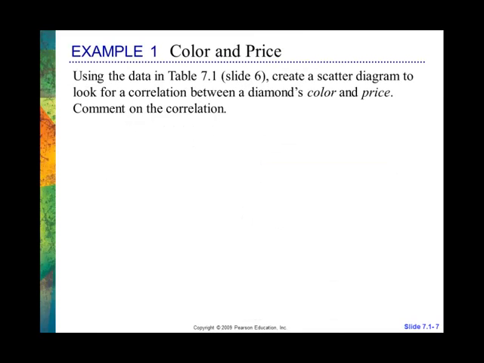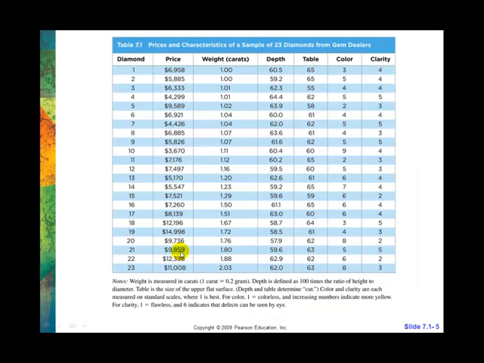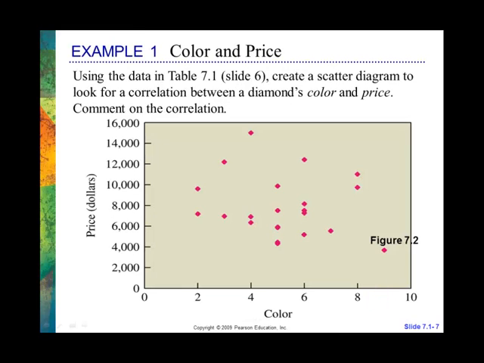The next one they wanted us to try as an example is color and price. If we graph color and price, they've put a point for each one of the colors and the price. If we go back to the table, we can see our colors going from 2 up to 9. Color goes from 1, which is colorless, all the way up until we get more and more yellow. We didn't have any 1s, but we had a 2, going all the way up to 9.